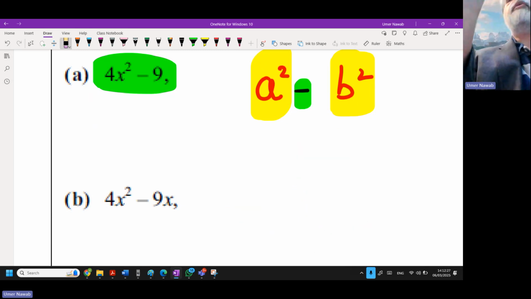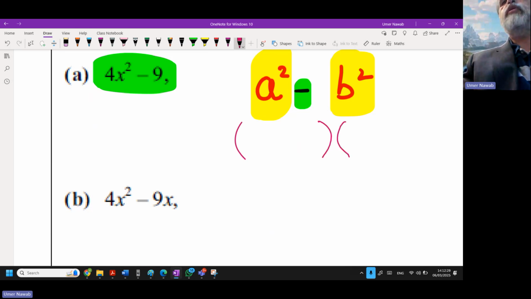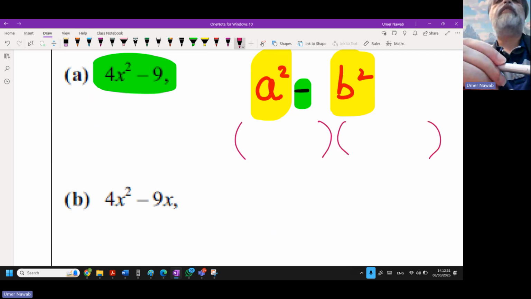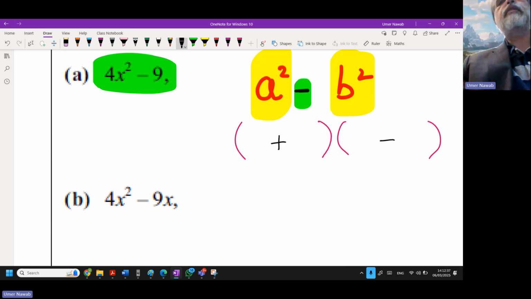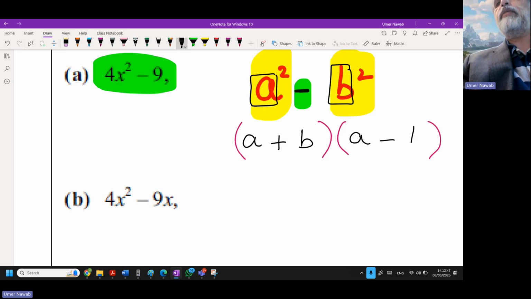The difference of two squares, we always get two brackets. That's why it is called factoring. So in the first bracket, we have a plus sign, and in the second bracket, we have a negative sign between the terms. Under the square, I have A. I'm going to copy A here and A here. Under the square, I have B. I'm going to write B and B.